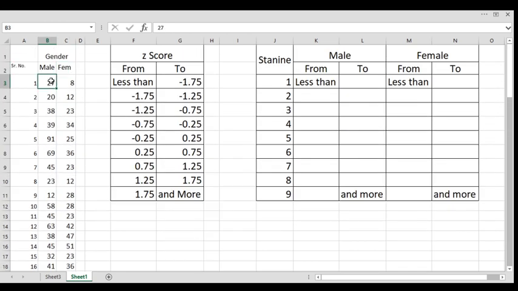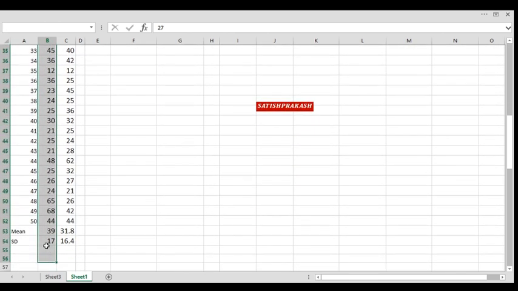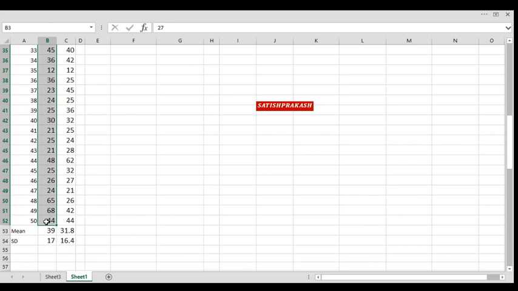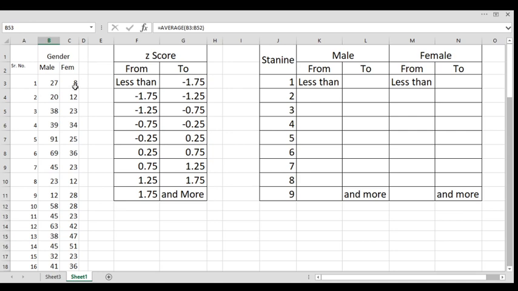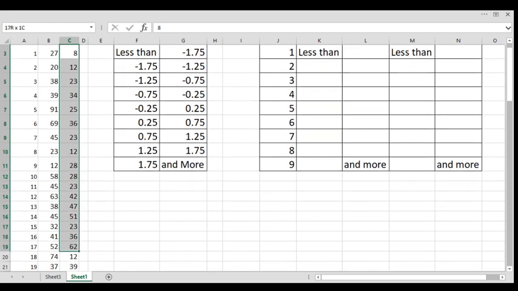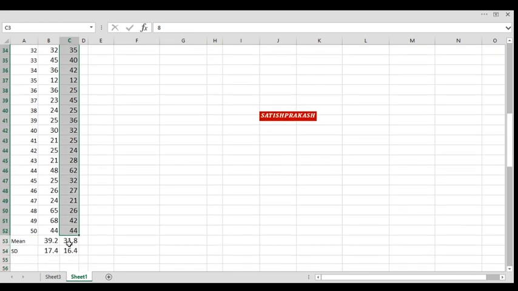The data range of male is B3 to B52, and in B53 the mean of male is found. Here you can see the mean of male is found. How the mean is found, we have learnt in so many videos earlier. And the data of female is C3 to C52, and their mean is found in C53.